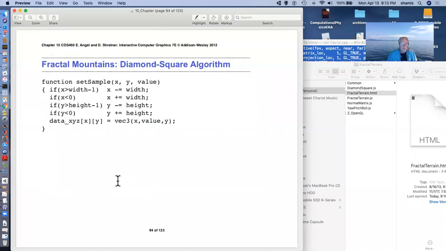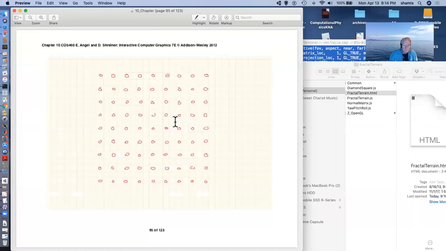We also want to be able to set a point at a particular X and Y value. And again, with the same sort of wraparound potential. So here we would have X and Y and the value that we want to set there. And we'd assign to our data X, Y, Z at X, Y location a vec3 of X value and Y.